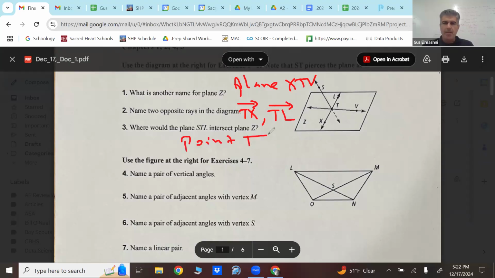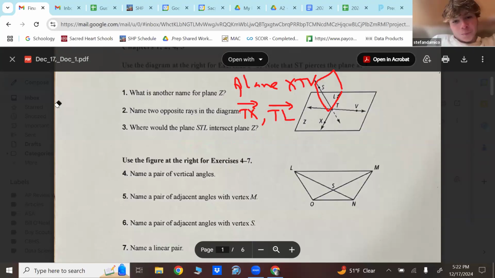So just take a moment to kind of simmer on that a little bit. You see how STL is in plane Z. So if you made a plane here, oh wait, one sec. They'll intersect at line TL. My bad, because the line would represent the intersection between two planes. Then TX and TL, those are opposite rays. And again, just pick two non-collinear points, and that should work.